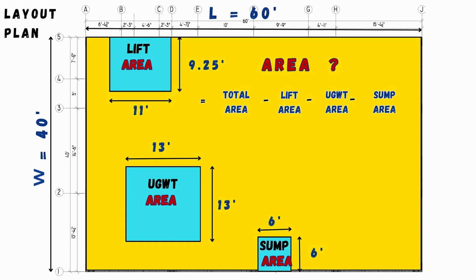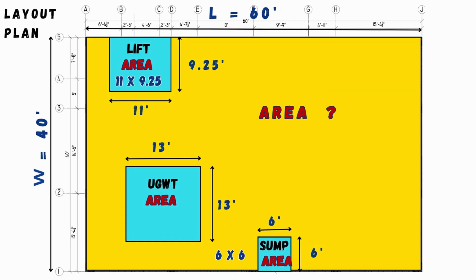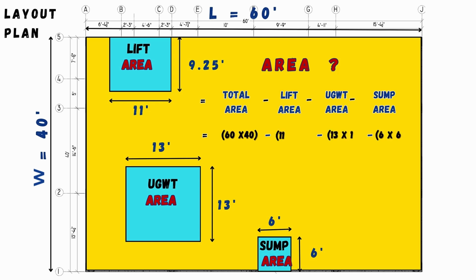sump pit area. To find the lift area, we need to multiply its length and width because as it is rectangular in shape, we have to apply the rectangular formula, that is length into width. Similarly, for the underground water tank, we need to multiply its length and width. And finally, for the sump pit area, we need to multiply its length and width, that is 6 feet each. Lastly, we input all these values in the formula to get the required area.